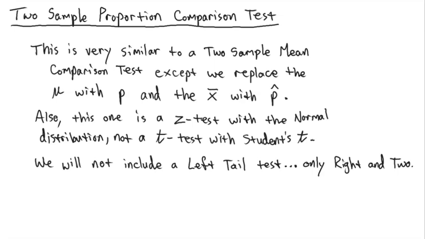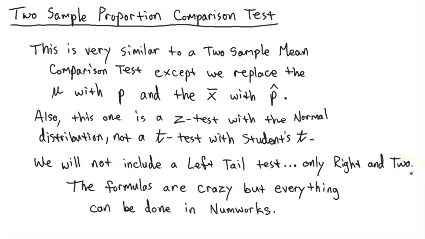Another difference is we're only going to do a right tail test and a two tail test. We're not going to include a left tail test. And we could have done this with the mean comparison test, but basically what you have to do is, if you have a left tail test, all you have to do is switch the two proportions around, and it turns it into a right tail test. So since that's so easy to do with proportion tests, we're only going to do a right tail test and a two tail test.